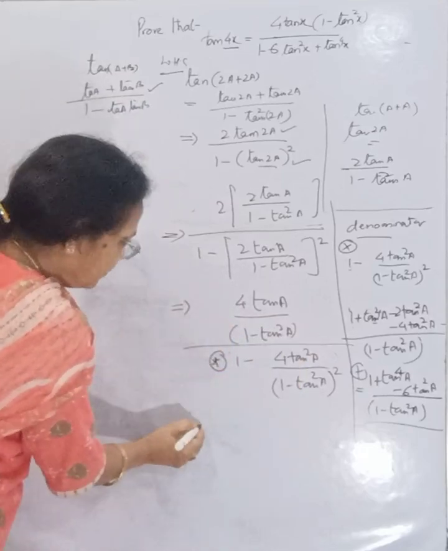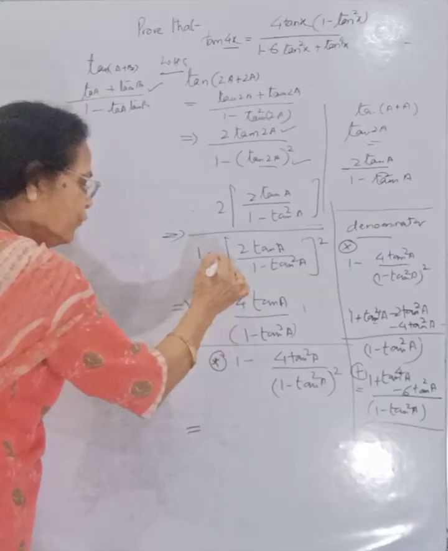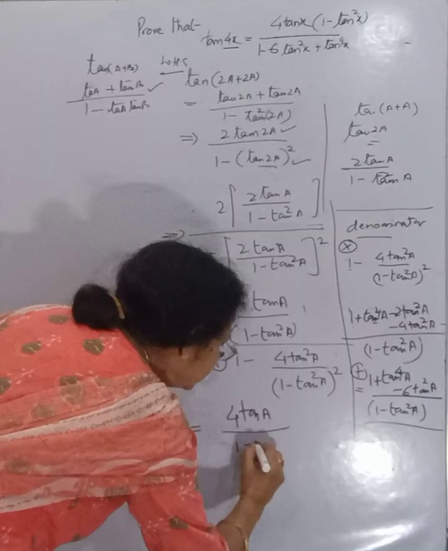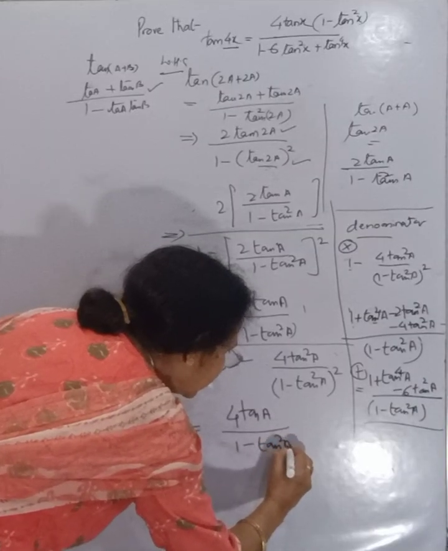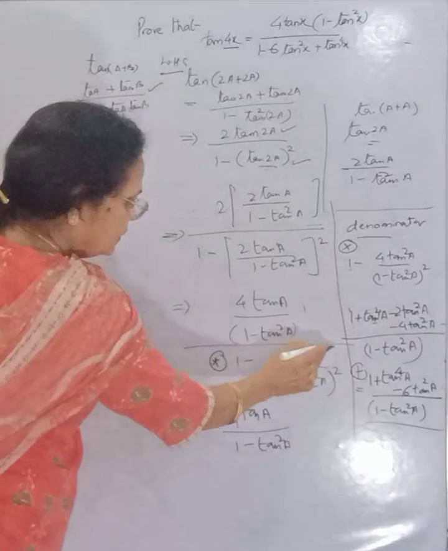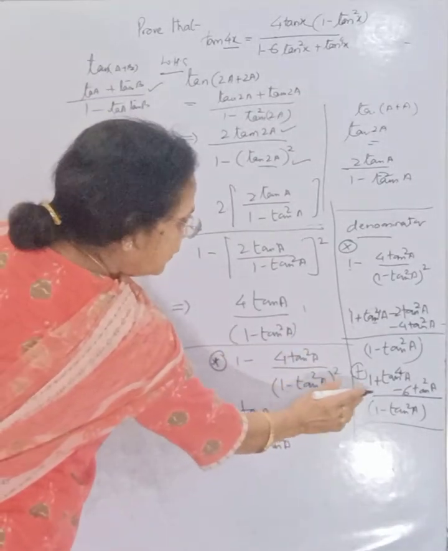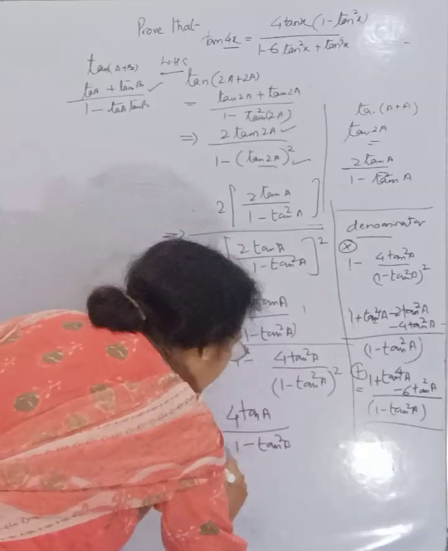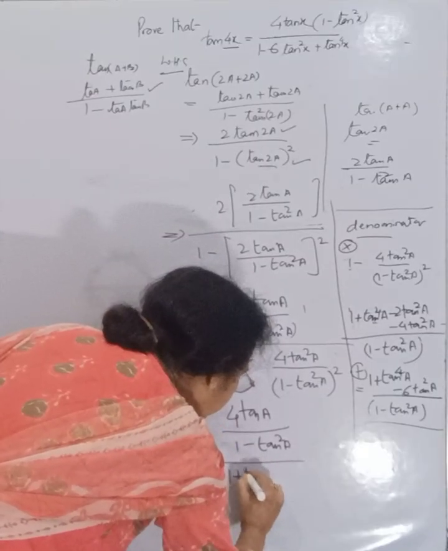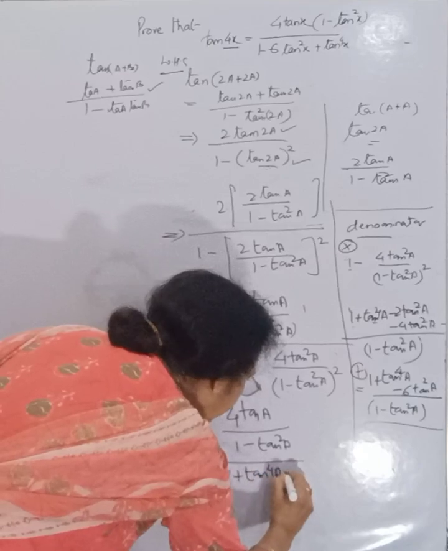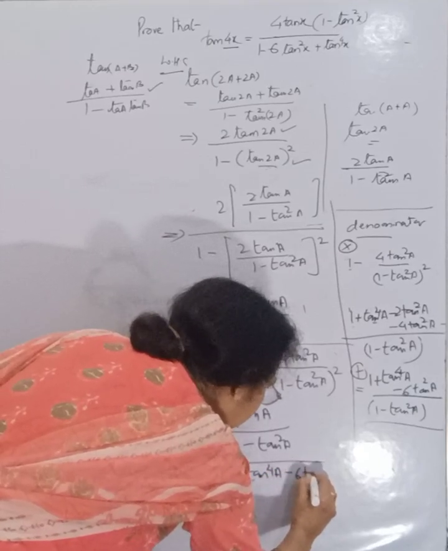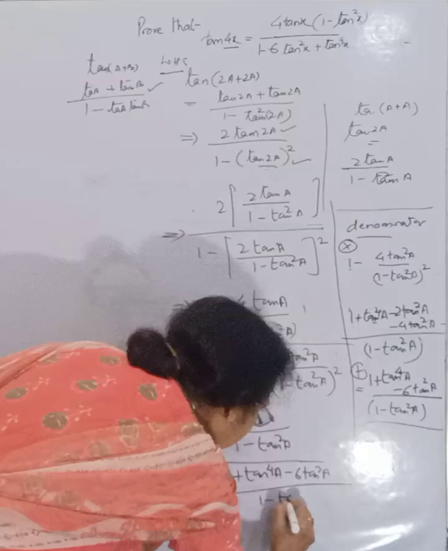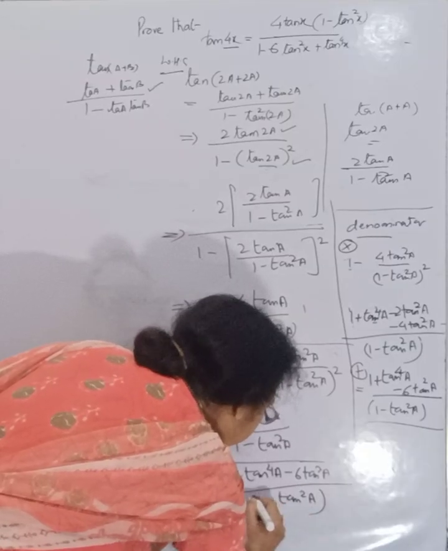Now our equation becomes this. This portion will remain the same, no change at all: 4 times tan a upon 1 minus tan square a. It will remain the same. But in place of this denominator, we can write 1 plus tan to the 4a minus 6 tan square a, upon 1 plus tan to the power 4a minus 6 tan square a upon 1 minus tan square a whole square.